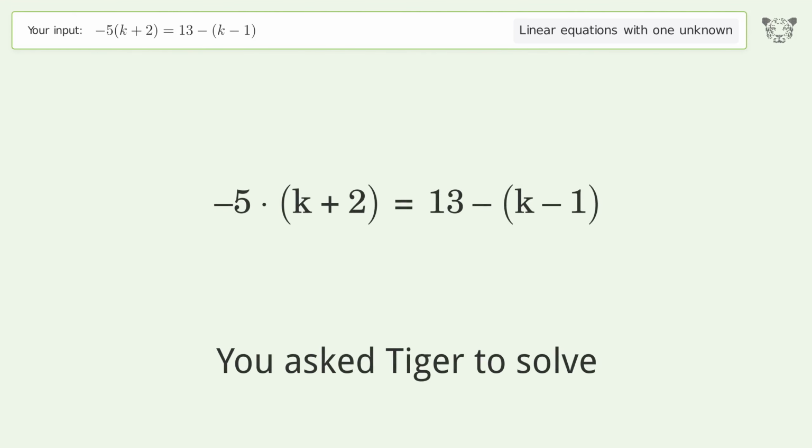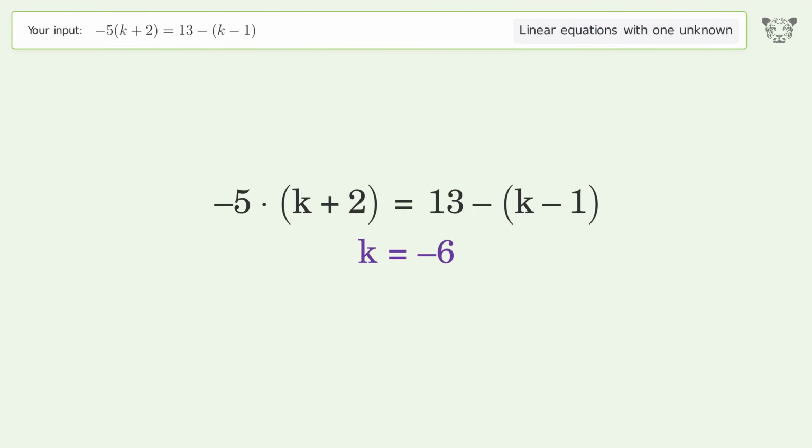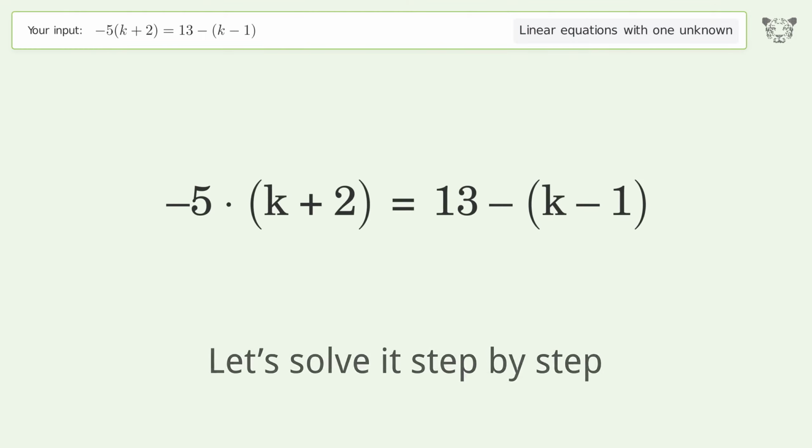You ask Tiger to solve. This deals with linear equations with one unknown. The final result is k equals -6. Let's solve it step by step.